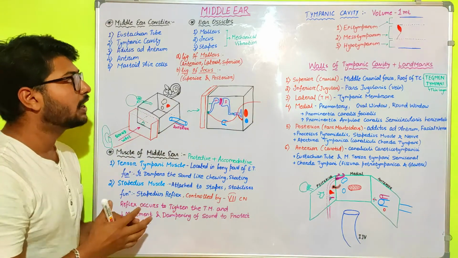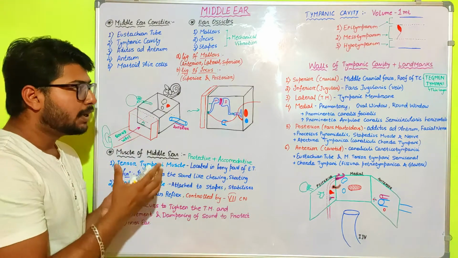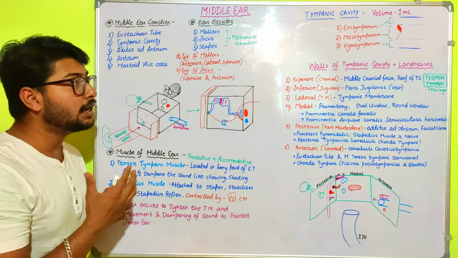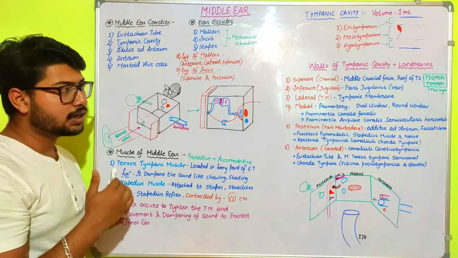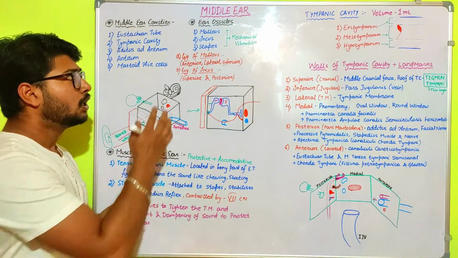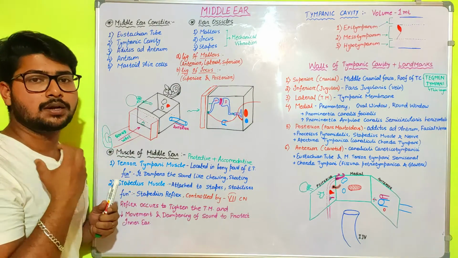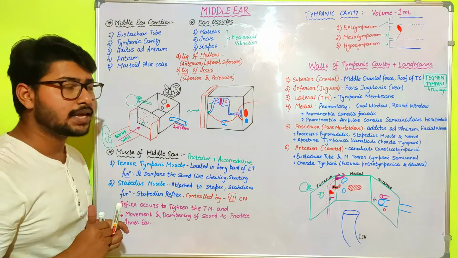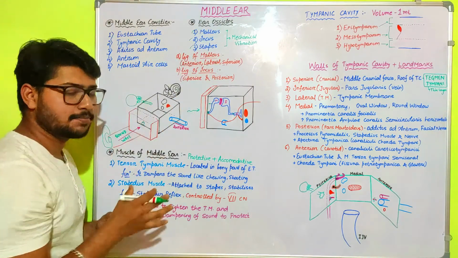So first let's discuss the contents of the middle ear. The middle ear is an air-filled cavity, the tympanic cavity, and it lies under the middle cranial fossa and behind the temporal bone. The middle ear contains the ear ossicles or ear bones. These are the smallest bones in the body, present in the middle ear. They are the malleus, incus and stapes.